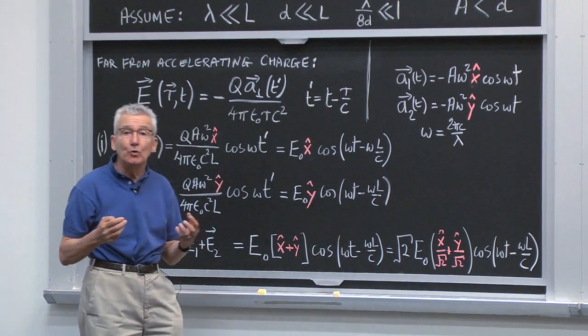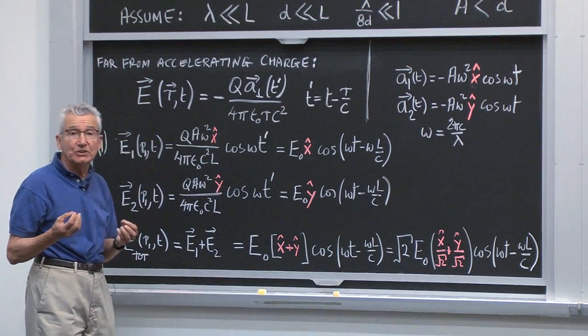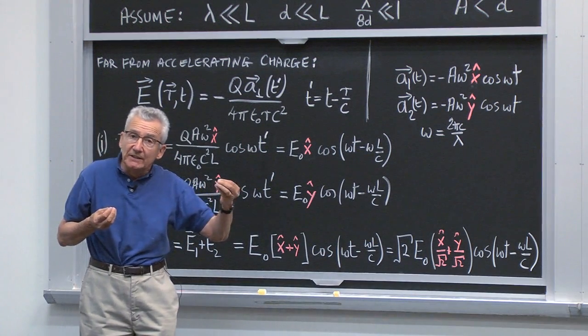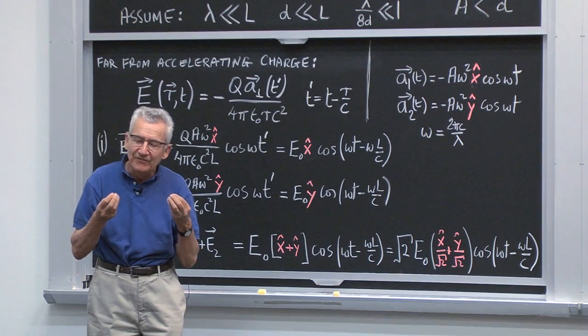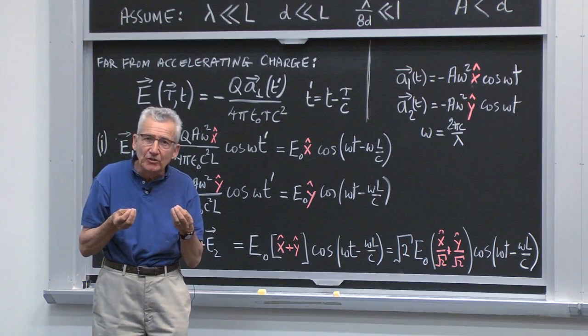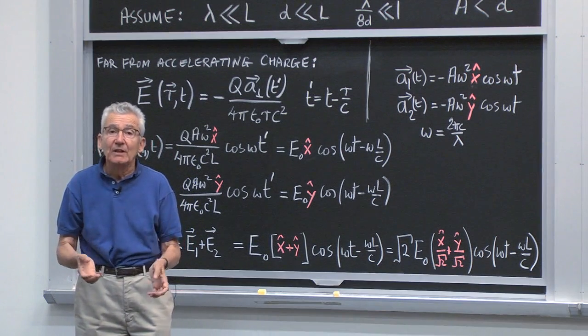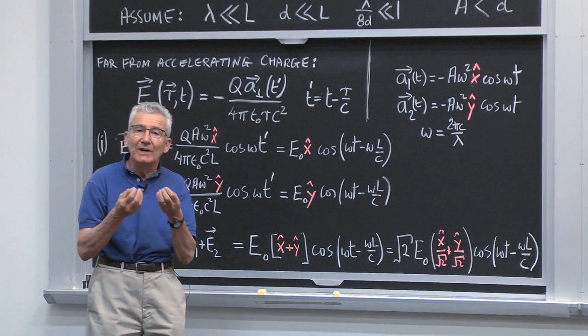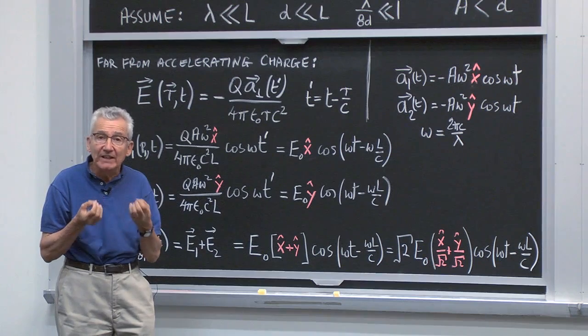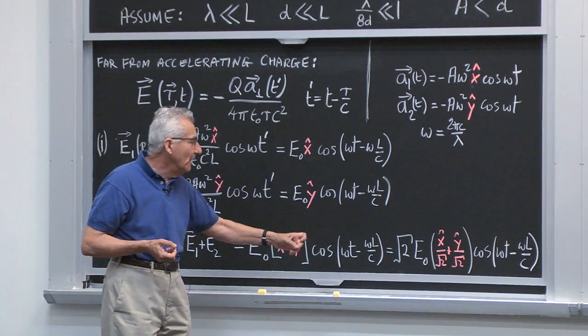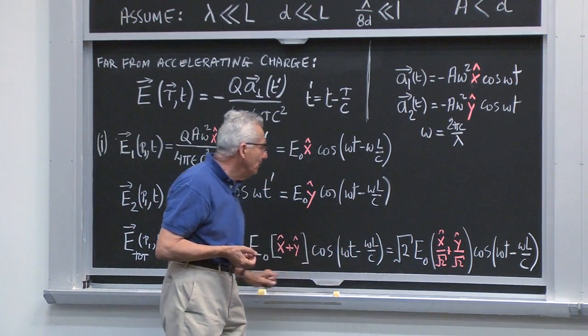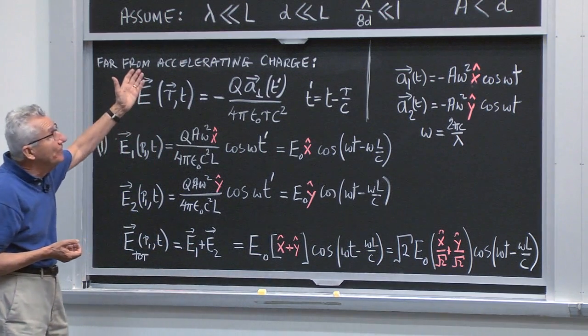Notice, although each one of these sources radiated an electric field of magnitude E0, when I add them, I did not get 2E0. Because, as I mentioned, electric fields are vectors, therefore you have to add them vectorially, and that's why you get the root 2. Okay, so this is the first example.